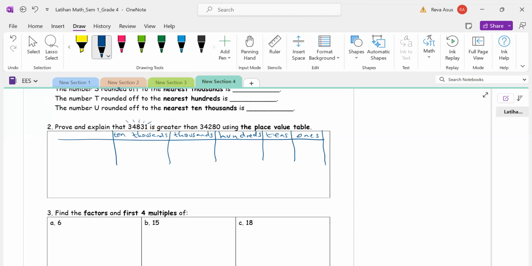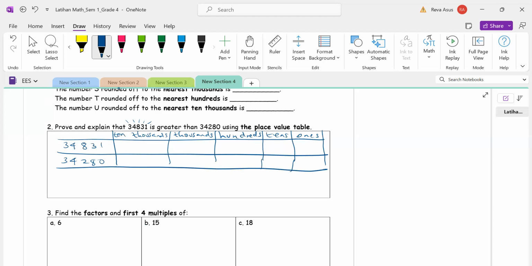So we have two numbers to compare. The first one is 34,831 and the second one is 34,280. For the first number, we put 3 in the 10,000s, 4 for thousands, 8 in hundreds, 3 for tens, and 1 at ones. For the next number, we have 3 as the 10,000s, 4 in thousands, 2 in hundreds, 8 at tens, and 0 at ones.